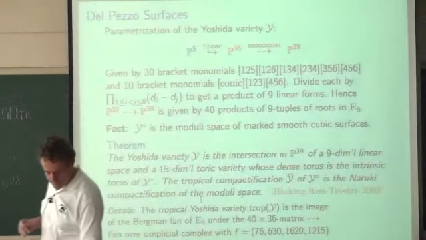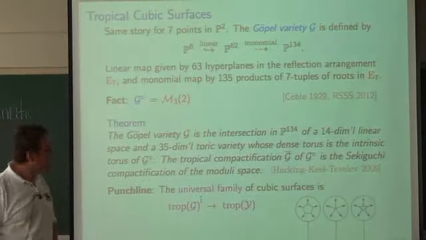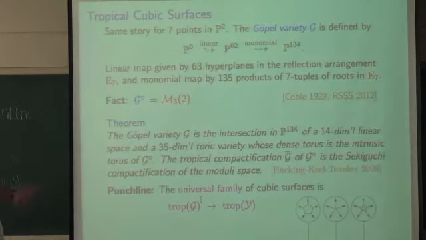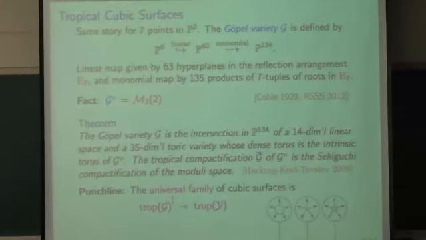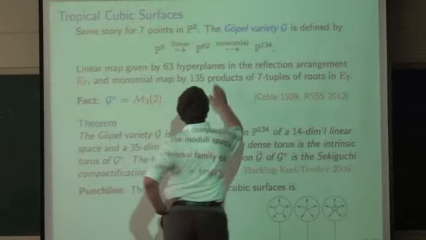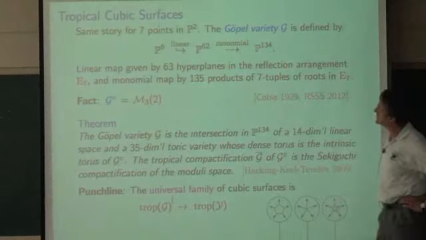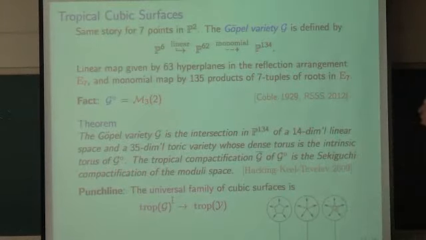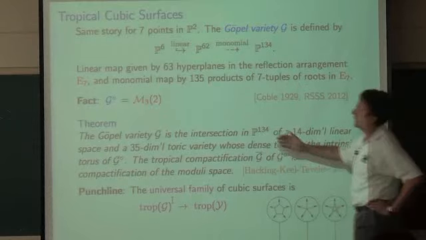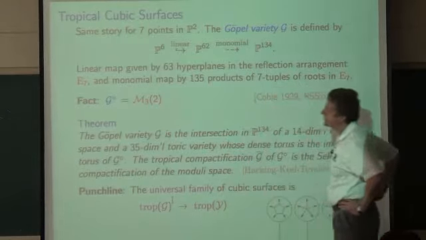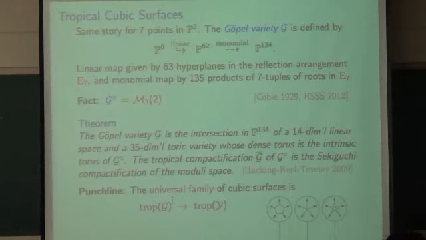So the last example is, oh yeah, by the way, I should say one more thing about this. You can do exactly the same thing for 7 points in the plane. If you do this with 7 points in the plane, you get the Göpel variety. That's a 6-dimensional space. It lives in P134. It can also be interpreted as the moduli space of genus 3 curves with level 2 structure. And there's an analogous theorem, so it's always an intersection of a linear space given by trinomials and an appropriate toric variety that represents the dense torus, the intrinsic torus, in the very affine Göpel variety.